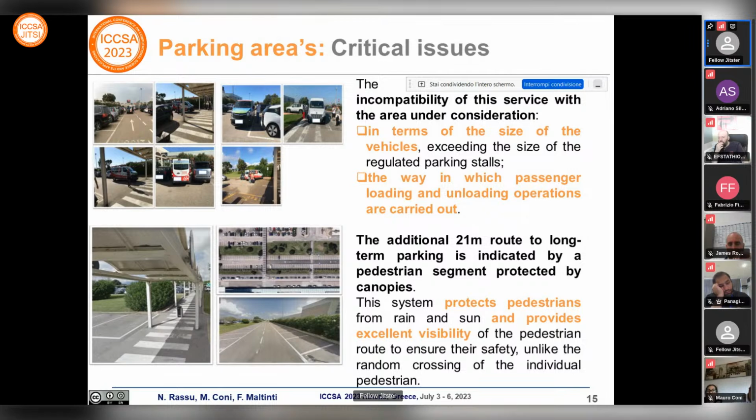The additional 21 meters route to long-term parking is indicated by a pedestrian segment protected by canopies. This system not only protects the pedestrian from rain or sun in the warmer months, but also provides excellent visibility of the pedestrian route to ensure their safety, unlike the random crossing of the individual pedestrian.